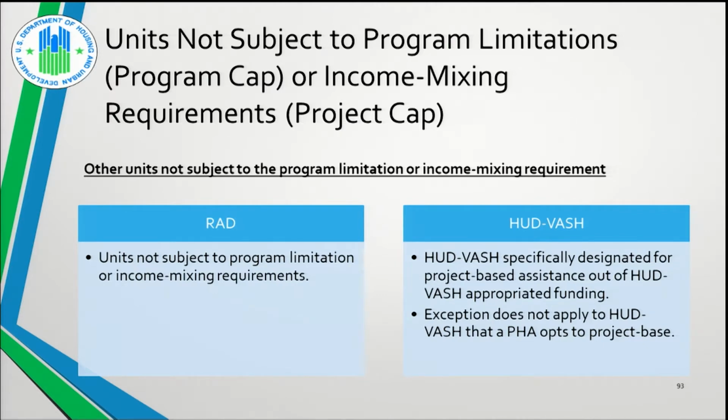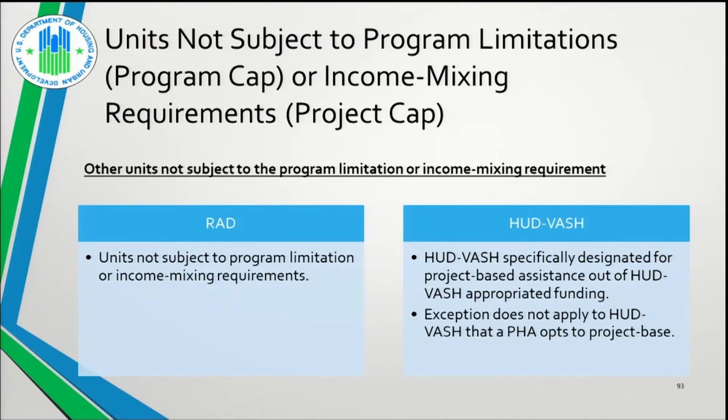HUD waived the statutory and regulatory provisions regarding the 20% program limitation for RAD PBV units. Under HOTMA, neither are these units subject to the income mixing requirement as long as they meet the condition in Section 1 of Attachment F of the notice. So what does this mean? It means that a PHA that is administering RAD PBV assistance does not take the voucher units attributable to the RAD PBV contracts into consideration when calculating the 20% limitation.